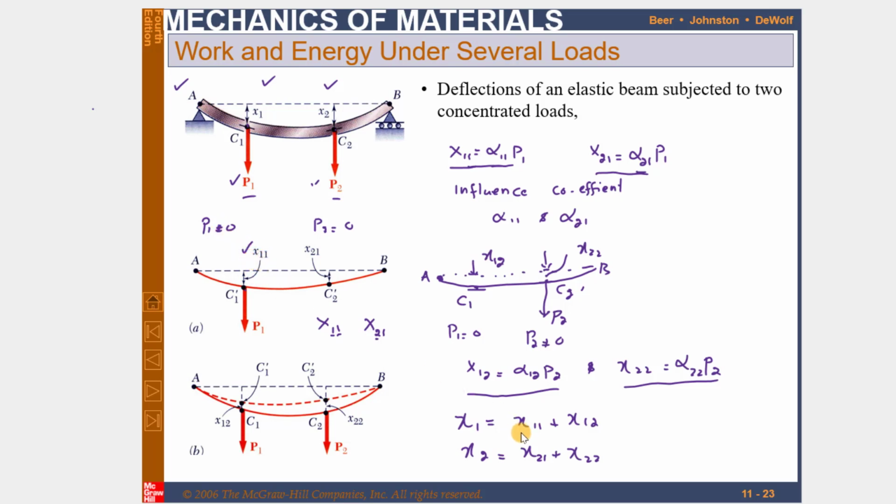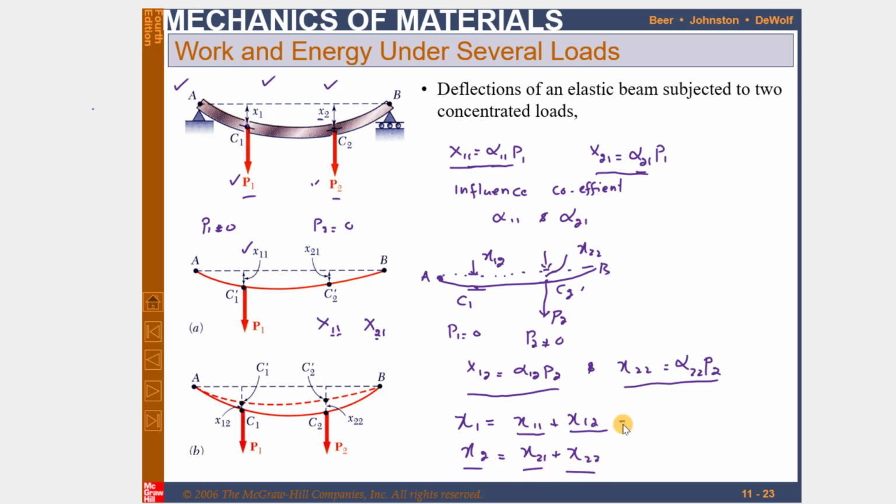clear, that is x11, and there is again deflection, that is x12 due to load P2. So total deflection at this point C1 is x1, which is x11 plus x12. Similarly at point 2 total deflection is x2, which is equal to deflection due to load P2, which is x22, plus deflection at point 2 due to load P1, which is x21, and x21 is alpha 21 P1, clear. So this is x2. So similarly x2 is this one, clear.